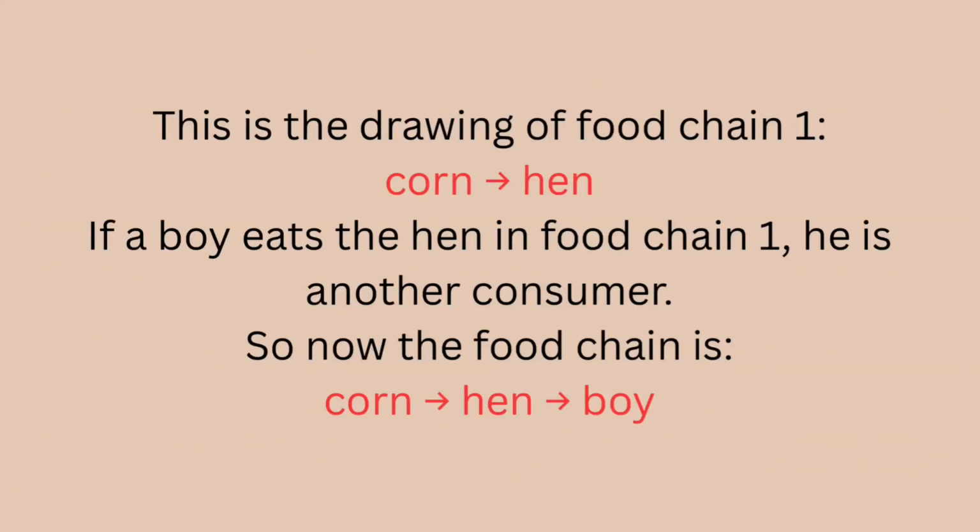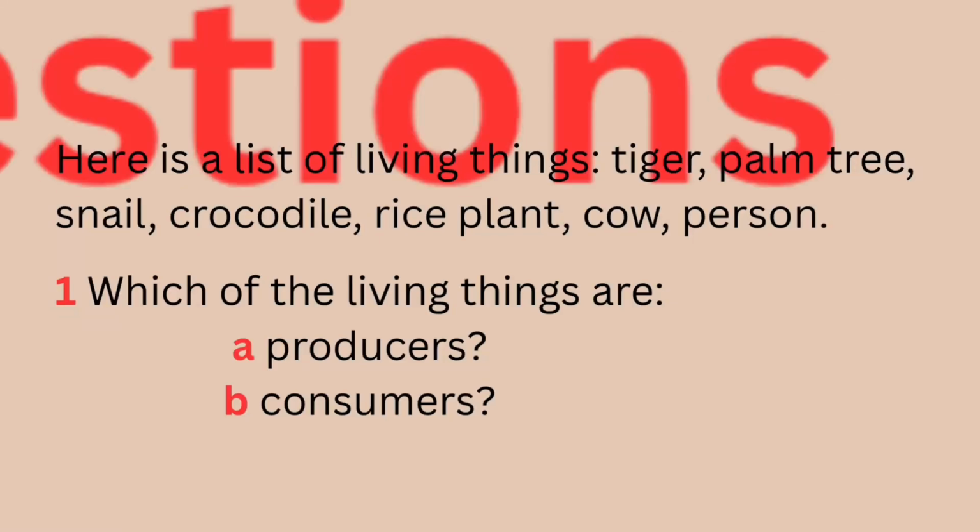This is a drawing of food chain 1. Corn is eaten by hen. If a boy eats the hen in food chain 1, he is another consumer. So now the food chain is: corn is eaten by a hen and the hen is eaten by the boy.